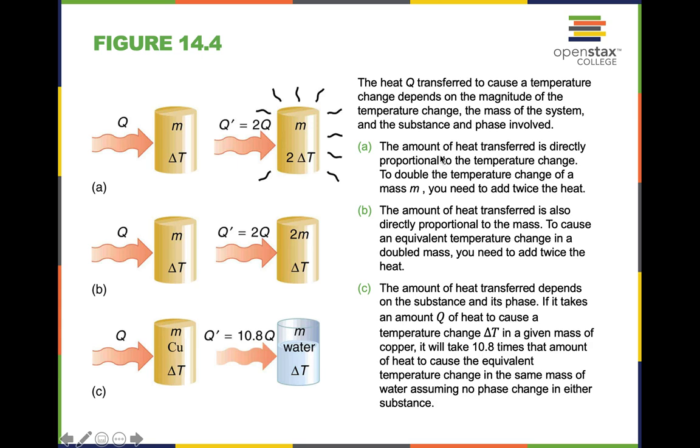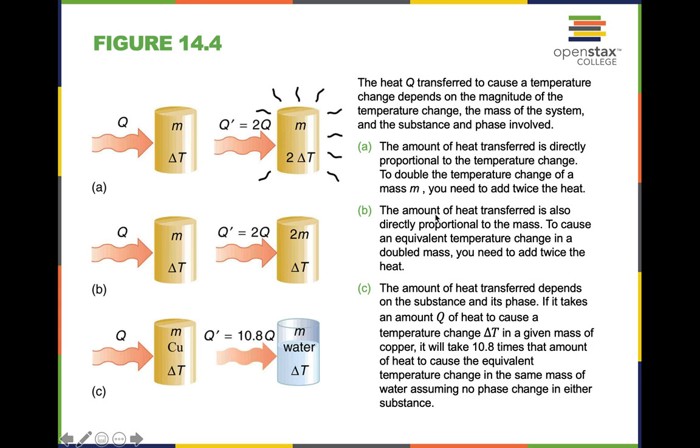So for A, the amount of heat transferred is directly proportional to the temperature change. To double the temperature change of a mass M, you need to add twice the heat. So here, because it's twice the heat, we have twice the temperature change. Obviously, we can't add mass to just one object unless we're adding a different object to it. So the only thing that can really change here is the temperature.